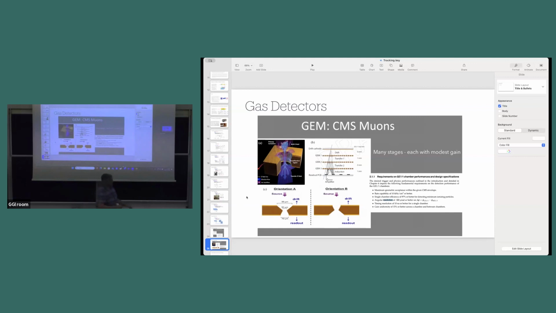And modern technology of this is something like the GEMs or these micro detectors. In the same way that we've been trying to reduce the size, we've also been trying to reduce the size of the gas detectors. By chemical etching processes, you can make very small holes on a foil that are about 50 microns or so apart, with modern lithography techniques and then chemical etching.